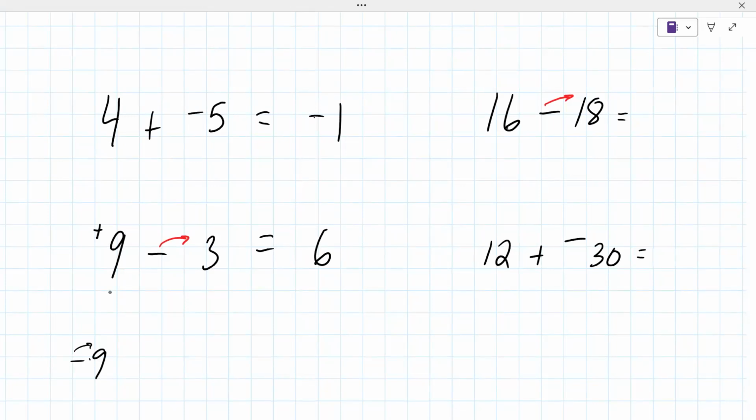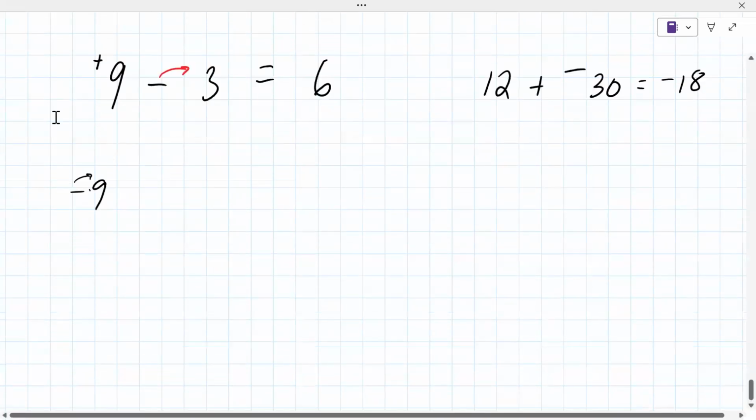For 16 and -18, I got +2. Okay, that's correct. Which is further from 0, the 16 or the -18? -18. Okay, so the answer has to be negative. So it's -2. Yeah. For 12 plus -30, I got -28. It could be -18. -18.